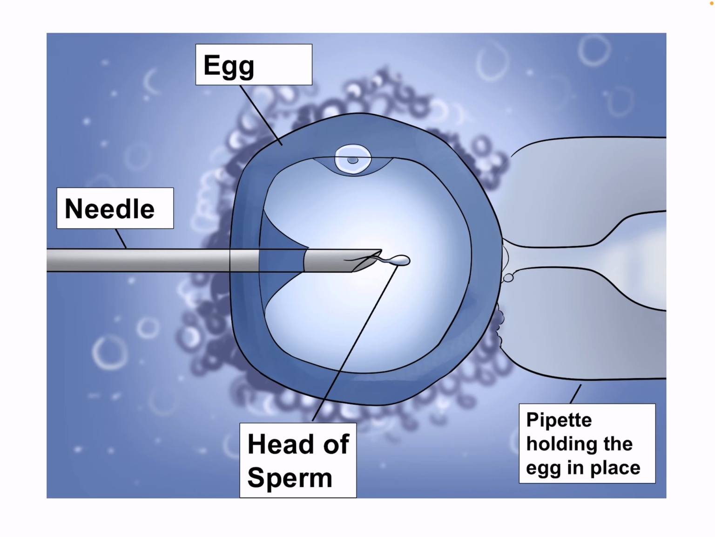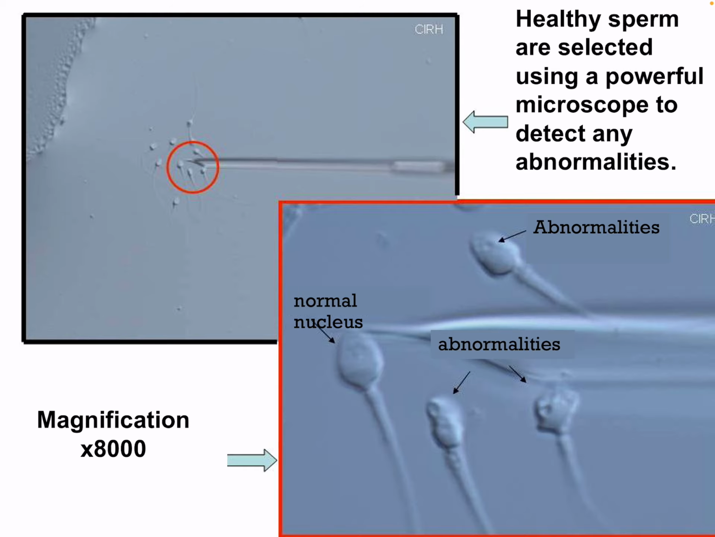Okay. So you can see here a very fine needle is used. There is a pipette to hold the egg in place. The needle is inserted through the membrane of the egg into the nucleus, and the head of the sperm is injected directly into the nucleus of the egg. Okay. This is done using a powerful microscope, 8,000 times magnification.